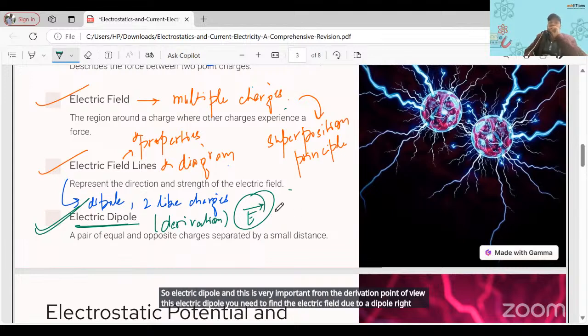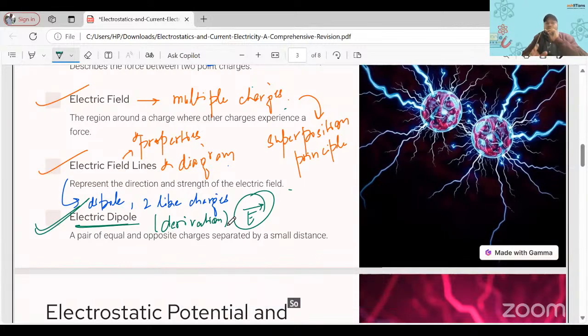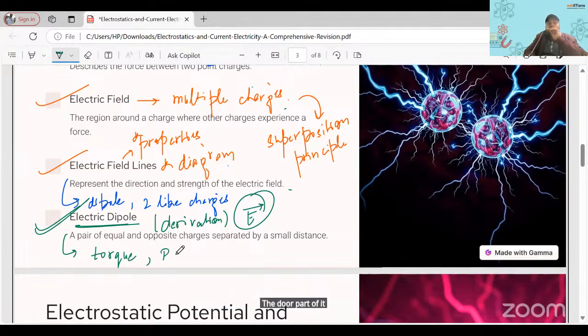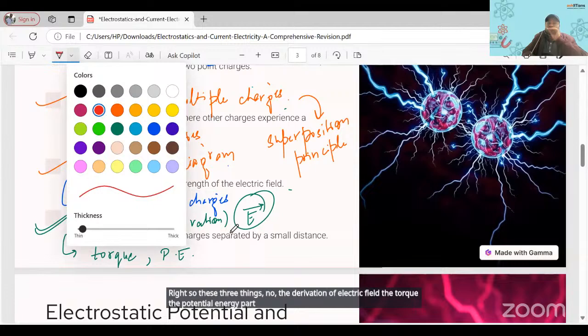As we have already discussed in the first webinar, the electric field at the axial point and at the equatorial point, I'll be telling you in the coming presentation. Very important from the derivation point of view: the derivation of the electric field, and also the concept of torque when an electric dipole is placed in a uniform external electric field, and the potential energy part of it. So these three things are related to the electric dipole.